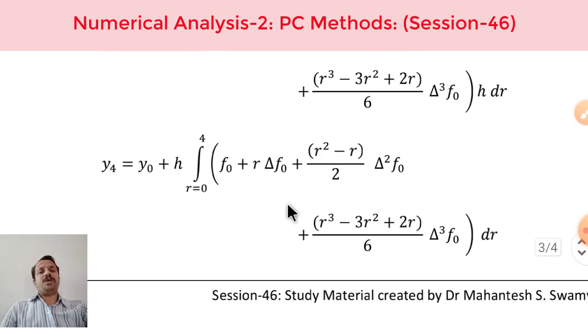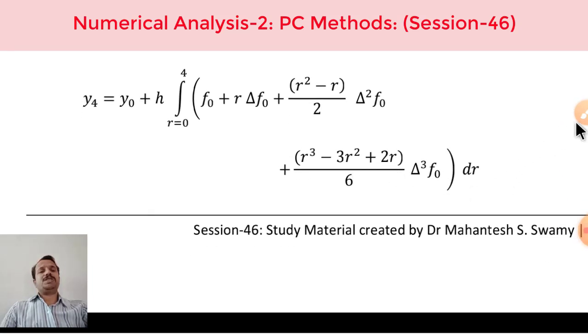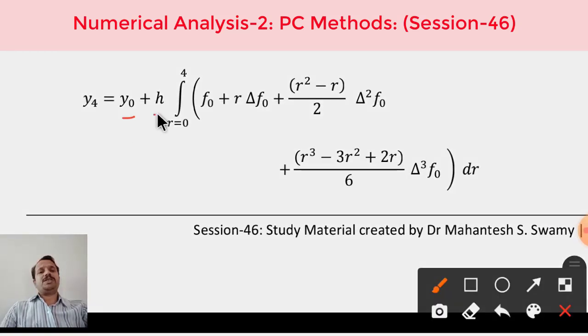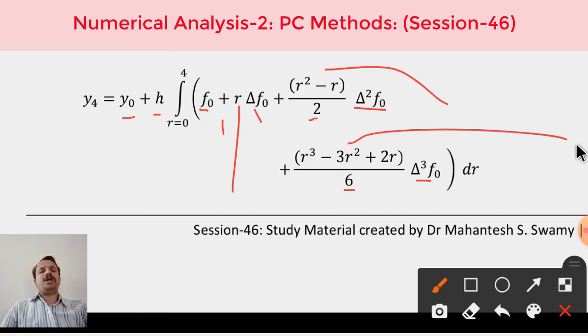I will explain here. Keep these things as they are: y naught as it is, h as it is. Now the integration we are doing, f naught is a constant, as it is. Integration of 1 we have to do, delta f naught is a constant, keep it as it is. Integration of r square we have to do, delta square divided by 2 is a constant, keep as it is. We have to integrate this particular thing. Now delta cube divided by 6 as it is. We have to integrate this quantity with respect to r, everything with respect to r.